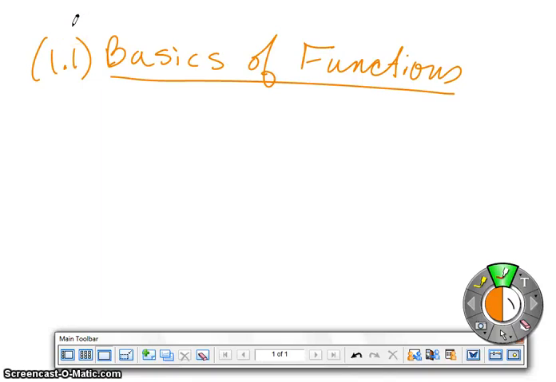Hi ladies and gentlemen, I just wanted to show you a few things today before you get started. Today you're doing basics of functions. It's from section 1.1 and it reviews a lot of old stuff that you've done in the past from Algebra 1 and Algebra 2, but you're doing this in preparation for chapter 2, which is all about functions.